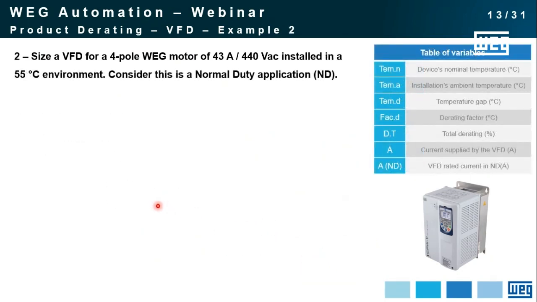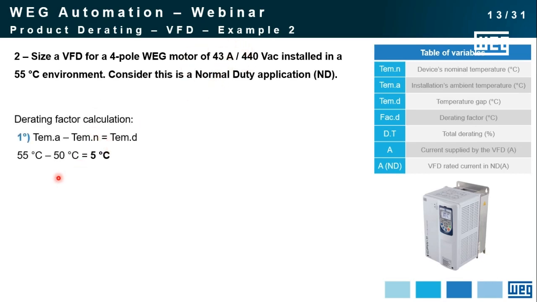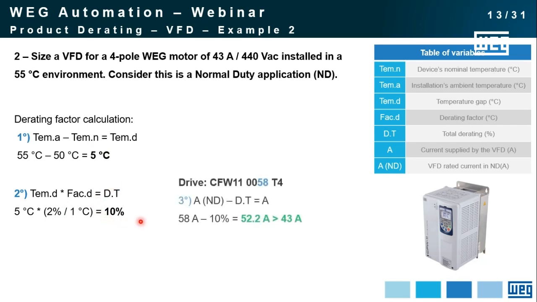Let's make another example, but now with the temperature. Let's use this VFD at a higher temperature than the nominal one. The motor is the same. What do we have to do? Once again, we have to find the temperature gap between the application temperature and the nominal temperature of the VFD. So this gap is 5 degrees Celsius. Then you multiply by what? By the 2% per degree Celsius you go above the limit. So the total derating is 10%.